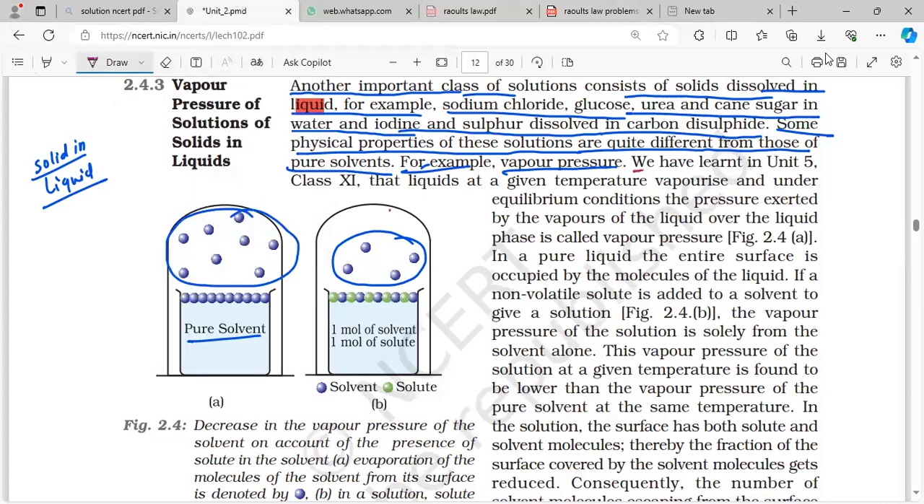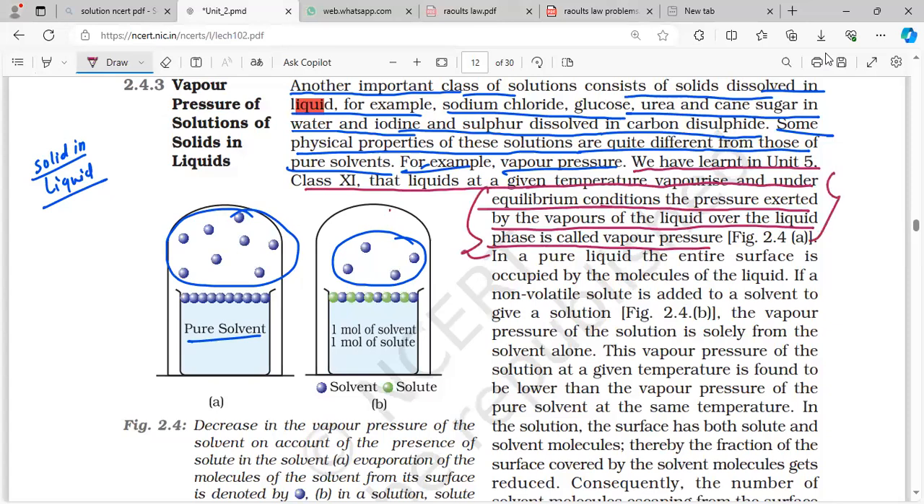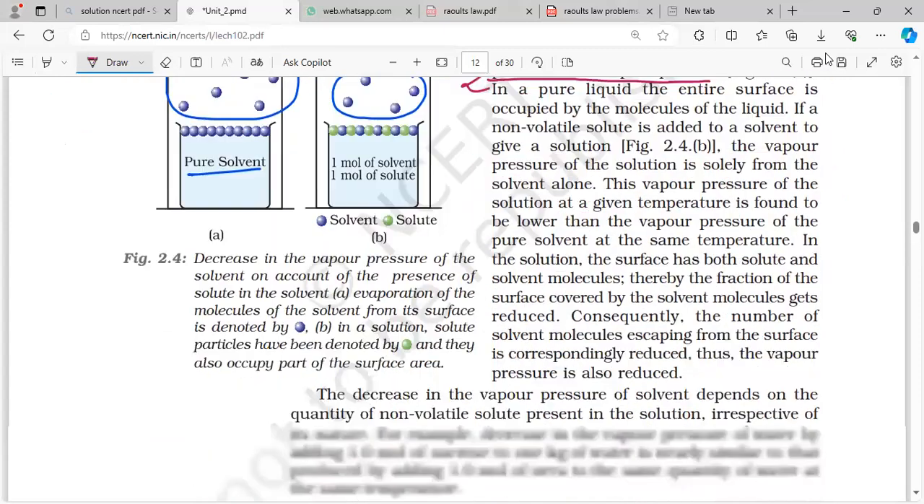Lesser. We learned in unit 5, class 11, that a liquid at a given temperature vaporizes under equilibrium, meaning evaporating equilibrium condition. The pressure exerted by vapors of the liquid over the liquid is called vapor pressure. The pressure exerted by vapors of liquid over the liquid surface is called vapor pressure.